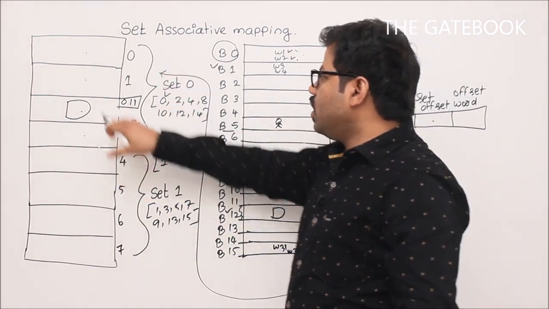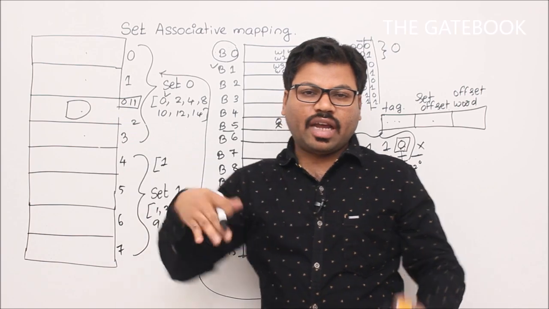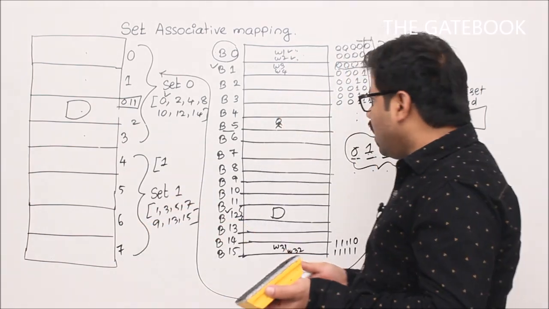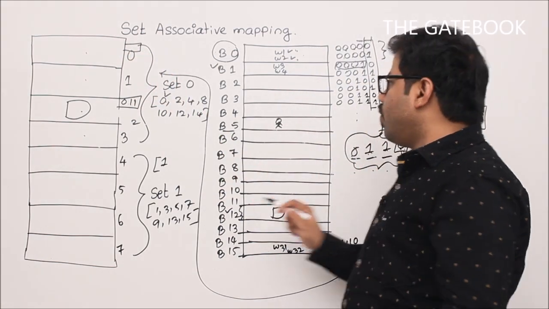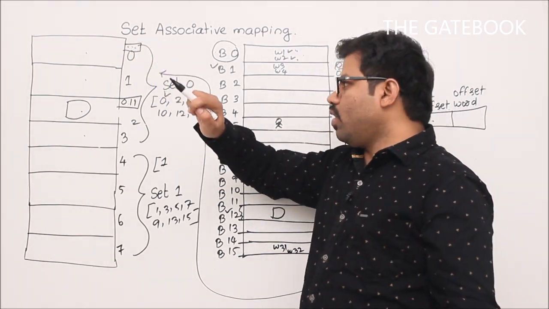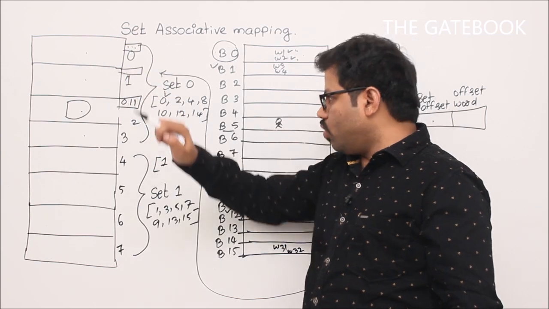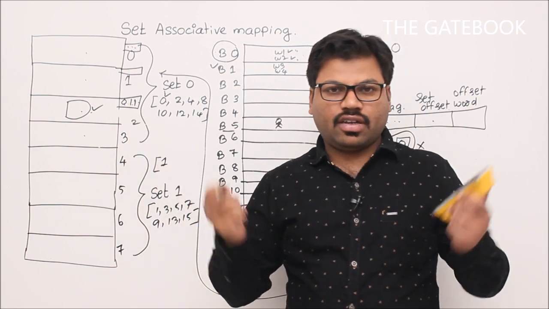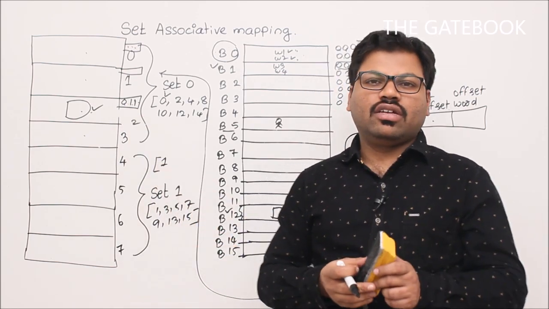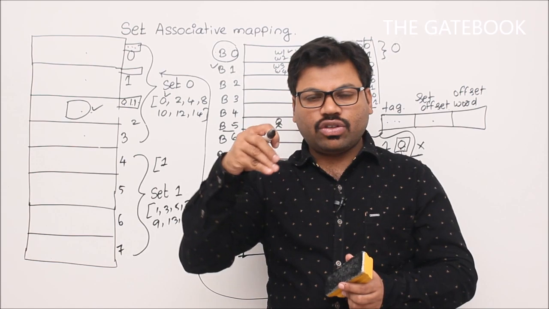Then you will come to this group of 4 blocks, but among them which one is right? What we do is compare every tag with our tag. What is our tag? 011, right? Mr. Tag, are you 011? No. Mr. Tag, are you 011? No. Mr. Tag, are you 011? Yes. Then definitely this is our data. In that way the search will be done. In that way we will look into the cache.